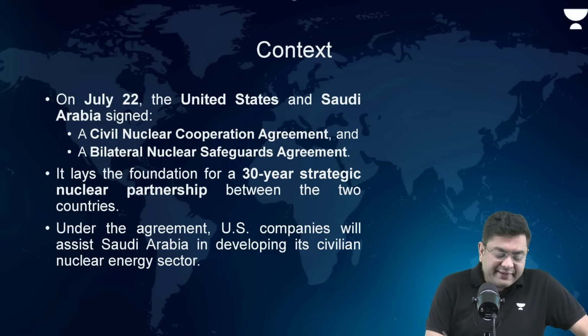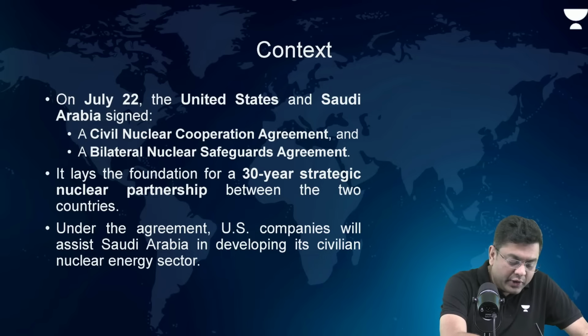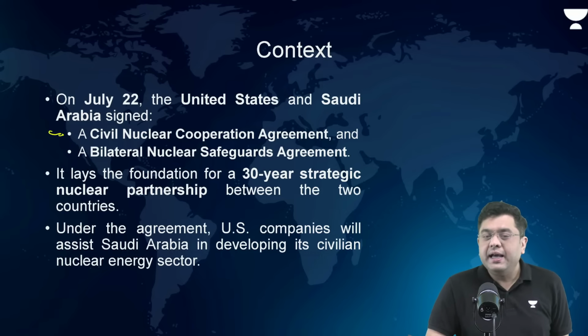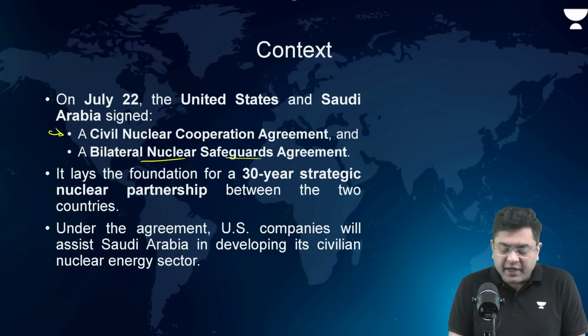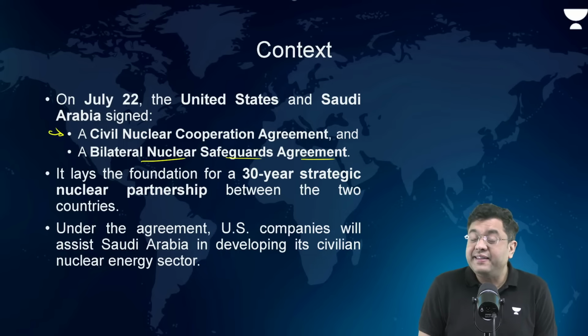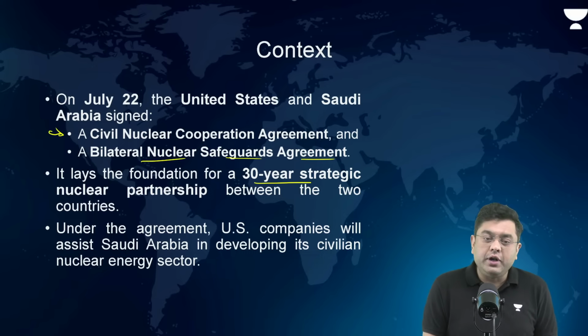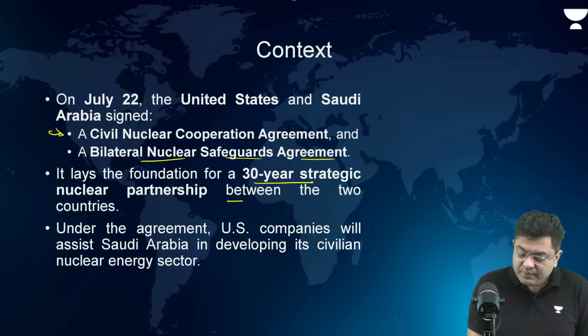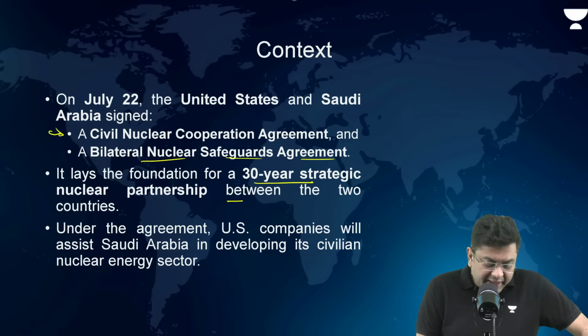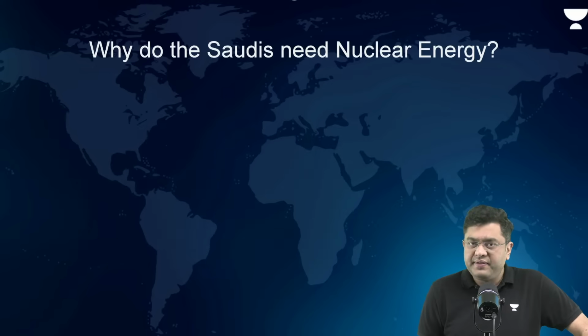Now, US and Saudi Arabia signed a civil nuclear cooperation agreement and a bilateral nuclear safeguards agreement. It basically lays the foundation for a 30-year strategic nuclear partnership between the two countries. Now, US companies will assist Saudi Arabia in developing its nuclear energy sector.